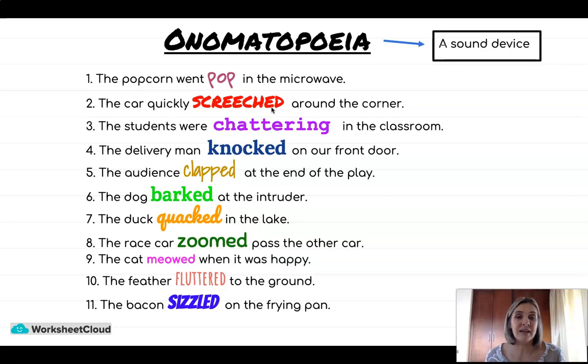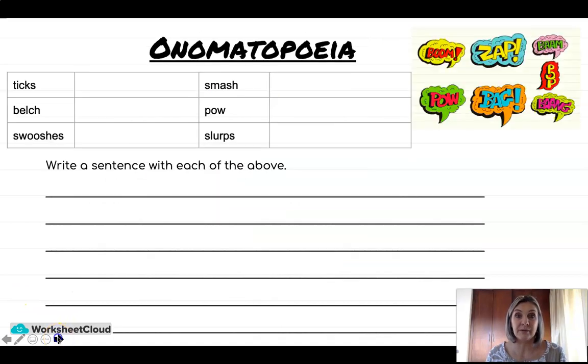Number 4, the delivery man knocked on our front door. Number 5, the audience clapped at the end of the play. The dog barked at the intruder. The duck quacked in the lake. The car zoomed past the other car, or screeched past the other car would also be fine. Number 9, the cat meowed when it was happy. The feather fluttered to the ground, and the bacon sizzled on the frying pan. So not too difficult. Let's step it up a little bit.